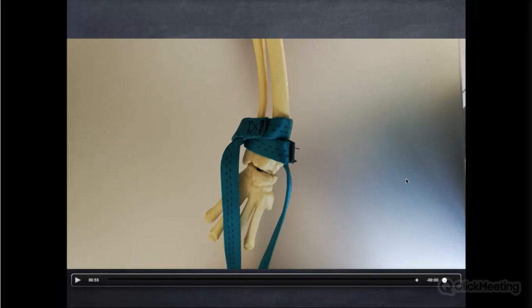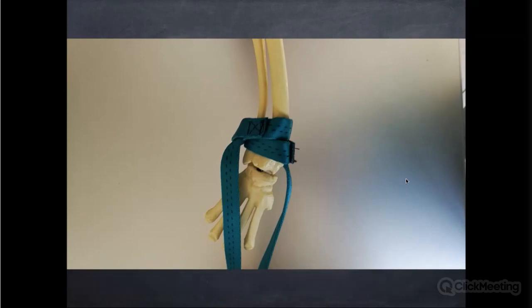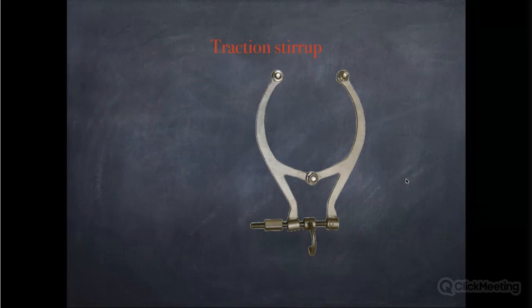For proximal segment fractures, or fractures where the traction belt is slippery and will slip away from its position, I prefer to use the traction stirrup. It is a very simple tool, but it's very useful in my experience. As you can see, it has two arms, and these hold bolts over the extremities.